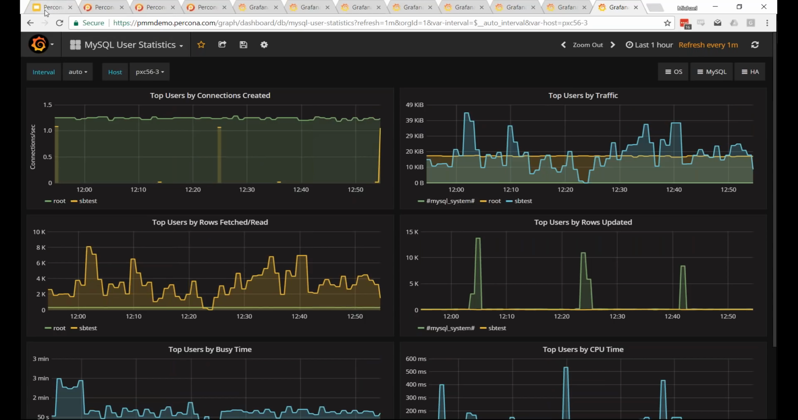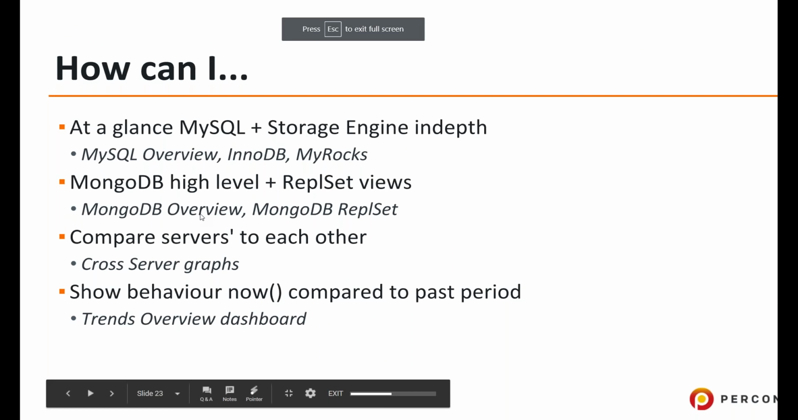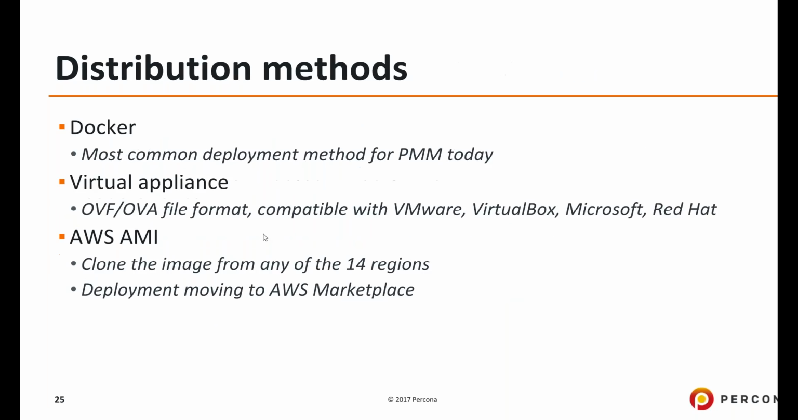Okay, so let me pull this back up here. Okay, and I showed you these. I didn't do the query response time one, just because there's only about 5 minutes left. I want to highlight that there's three distribution methods for you. It comes in Docker, a virtual appliance, and AWS formats.